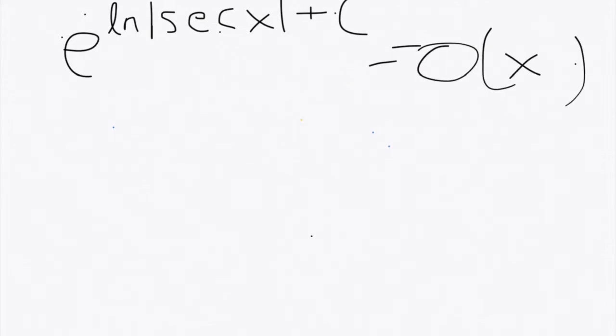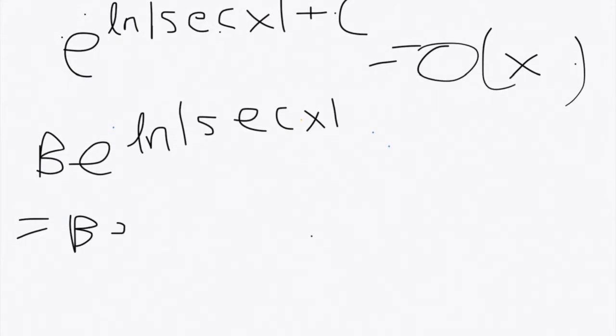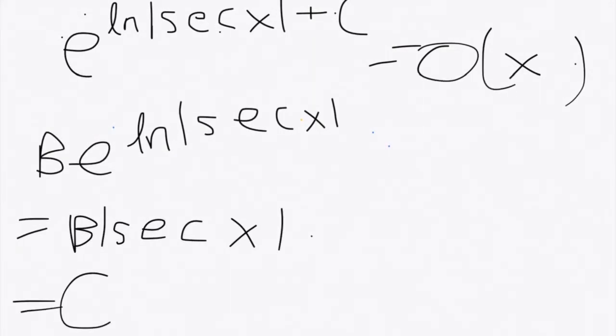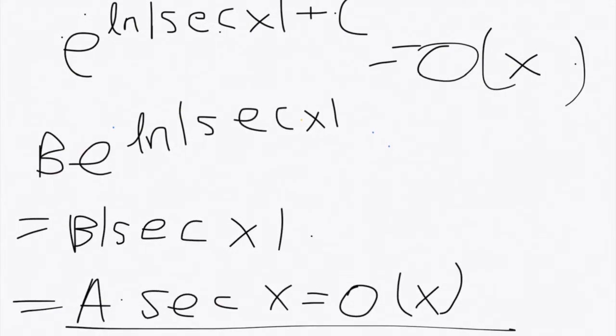We're going to simplify this to get e to the c times e to the ln secant x. So our integrating factor is just e to the c times the absolute value of secant x. And we can break the absolute value to just get some constant, c. Oh, we already used c. Some constant a times secant x. So this is our integrating factor, μ of x. This is what we multiply our equation by in order to solve it.